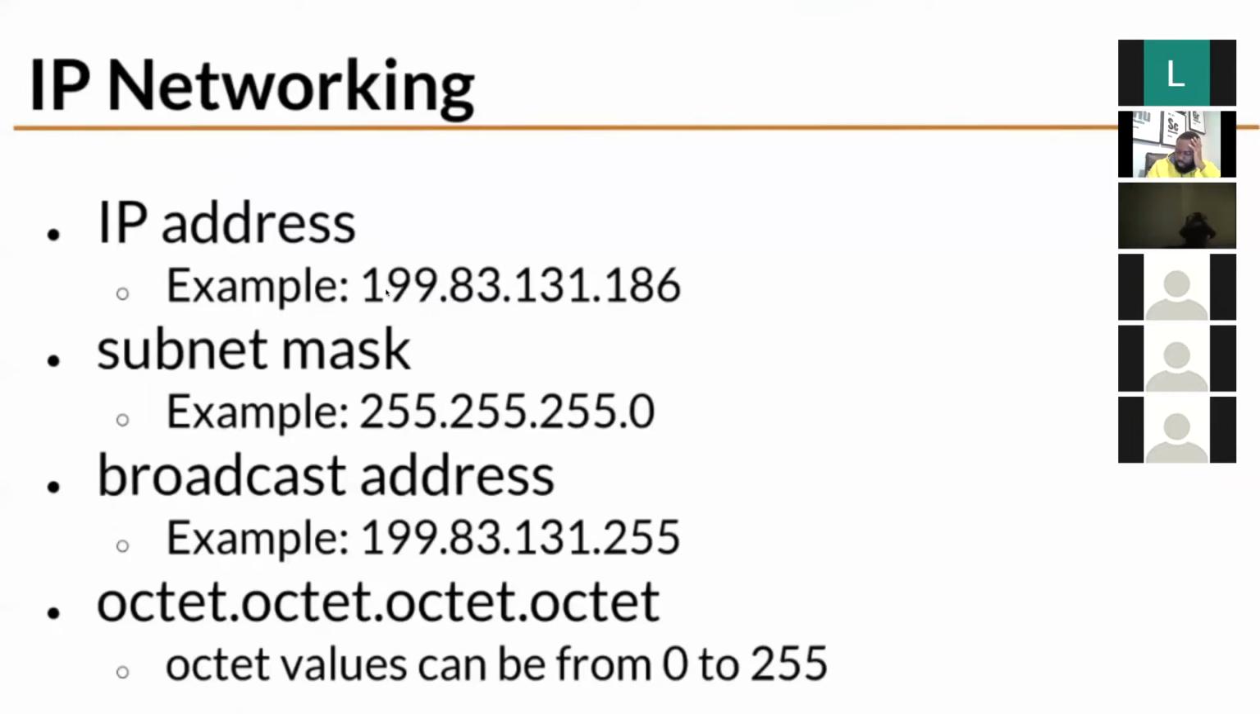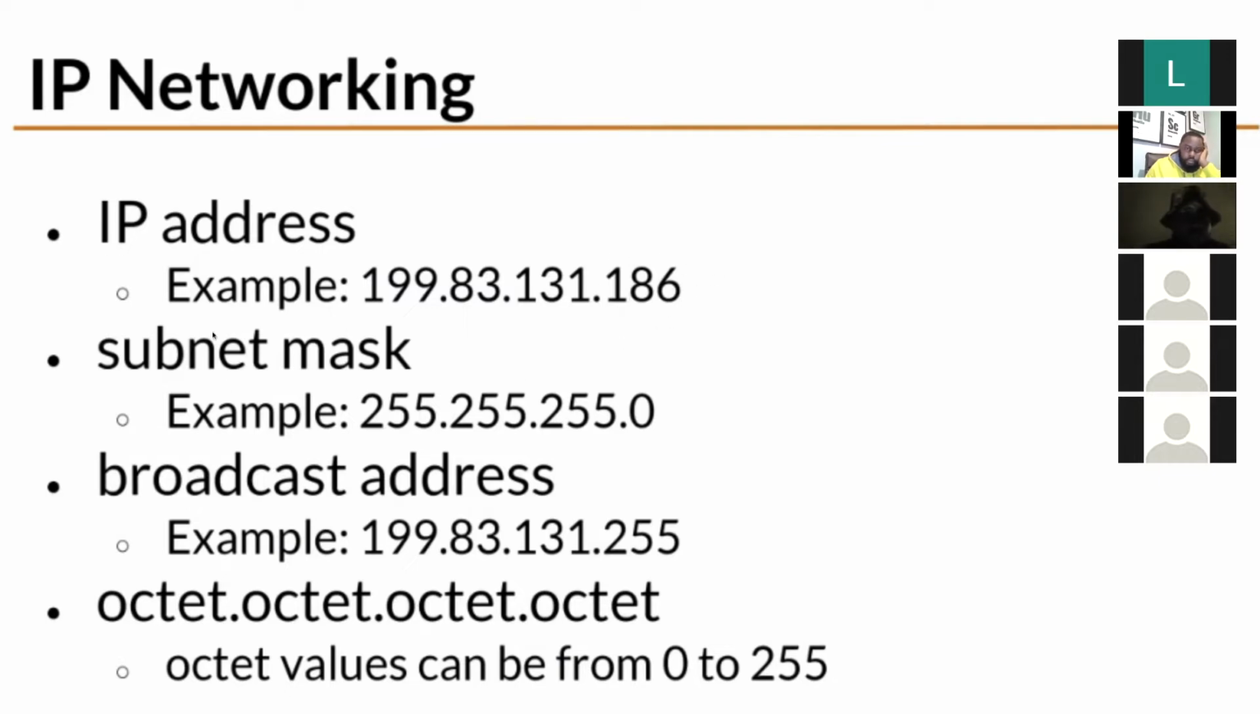So this is an example of an IP address. You have your 199. So you have a quartet, right? Each separated by a dot. So that's how all IP addresses are. You have the first set, the second, the third, and the fourth. Every IP address is a quartet.